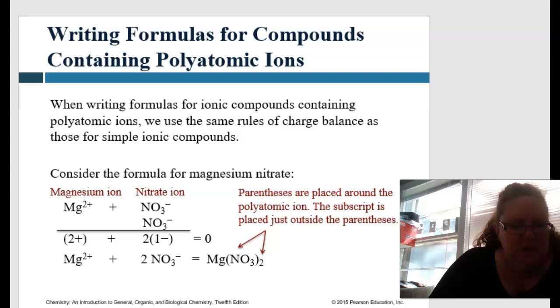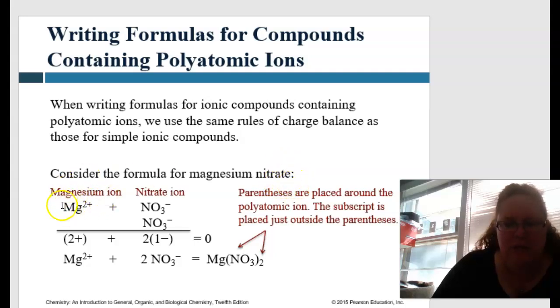How do we use this to write formulas? When writing formulas for ionic compounds containing polyatomic ions, we use the same rules of charge balance as we use for simple ionic compounds. So let's consider the formula for magnesium nitrate.